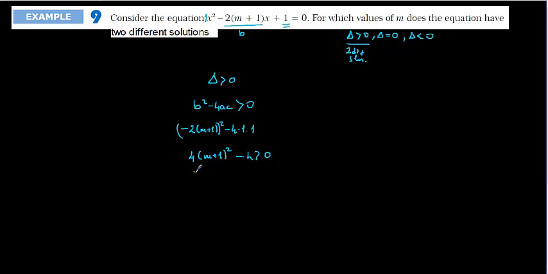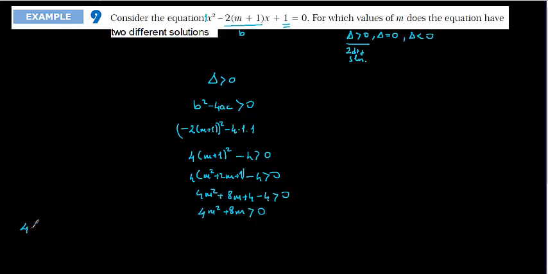It must be greater than 0. Here it is equal to 4 times (m squared plus 2m plus 1) minus 4, greater than 0, so 4m squared plus 8m plus 4 minus 4 is greater than 0. So 4m squared plus 8m is greater than 0. Then I'm going to solve this as a quadratic inequality. Firstly, I need to find the roots.